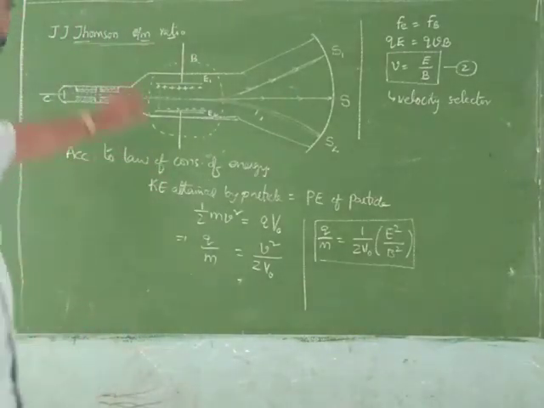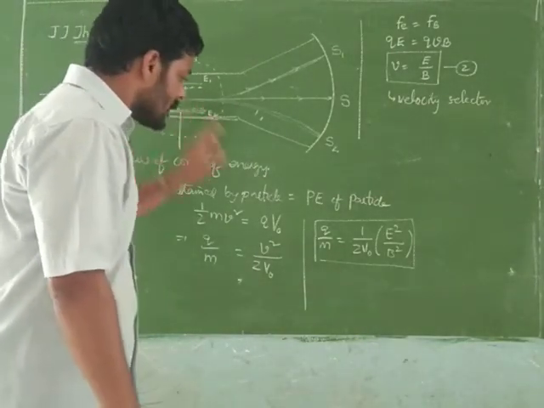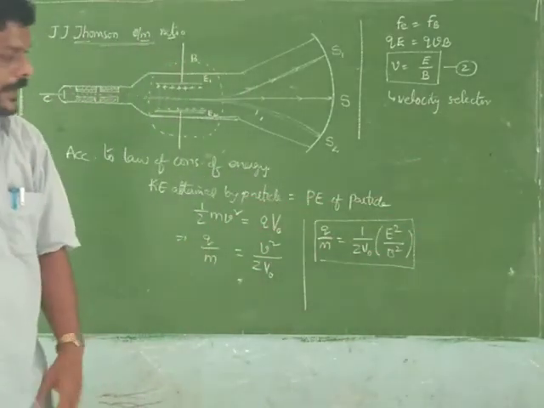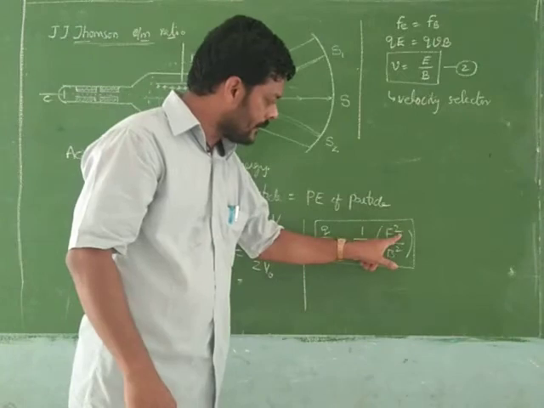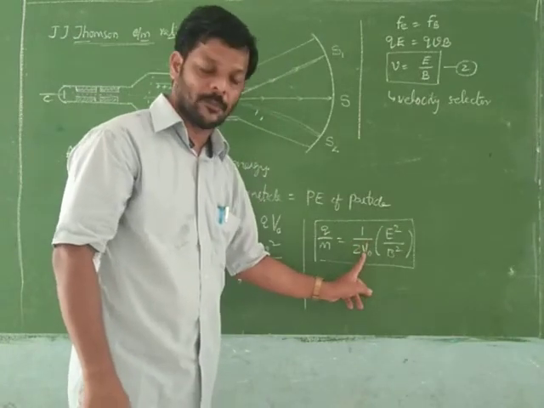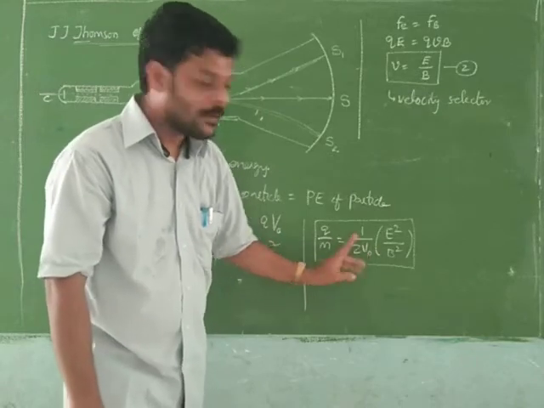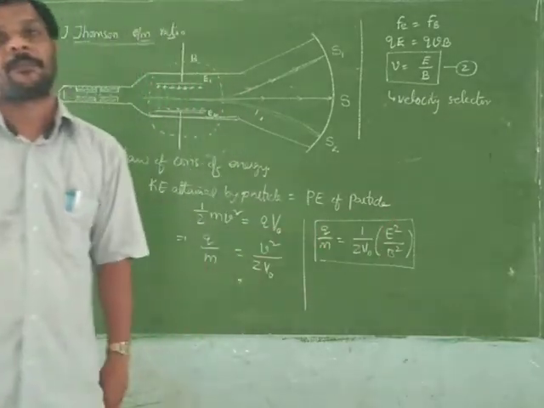If I consider the cathode rays, nothing but electrons, I can say this is the e by m ratio of the electron. The electric field intensity, magnetic field intensity and potential difference are applied externally, so if we substitute their values, we get the value of e by m.